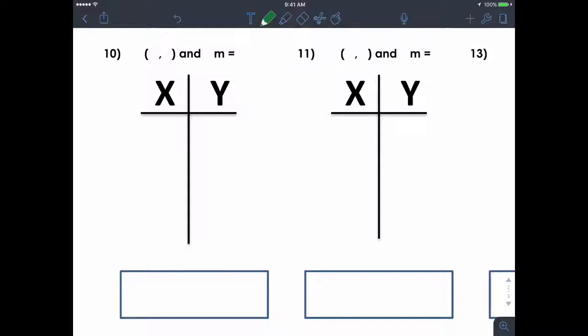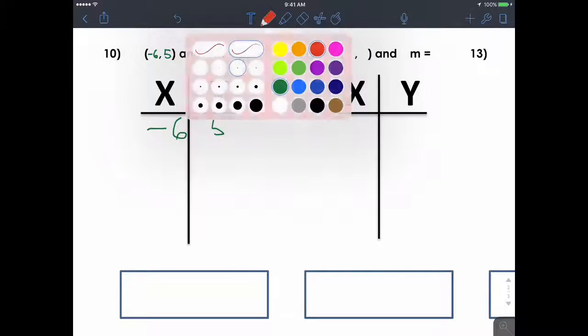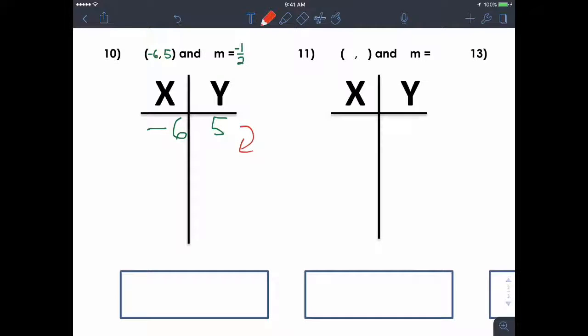All right, guys, now for number 10, we have the point (-6, 5), and we have the slope of negative 1 over 2. Okay, so (-6, 5), should that be at the bottom or should that be at the top of this chart? All right, so this one should be at the bottom because negative 6 is smaller than 0. Okay, now what does this slope tell you to do? Right, so for the y, it tells you to subtract 1, and for the x, it tells you to add 2.